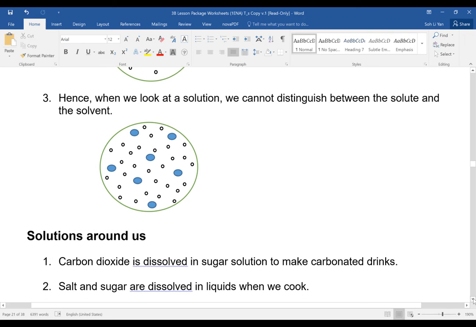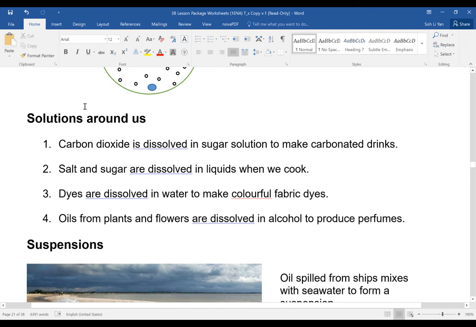As highlighted in the PowerPoint slides, there are different types of solutions around us. For a solution, the solute does not necessarily mean solid particles. Like in the case of carbonated drinks such as 100 Plus, carbon dioxide can dissolve in the water. When we open the can of soft drink, you will see all the fizzy gas coming out. That is carbon dioxide. Carbon dioxide is dissolved in the sugar solution to make carbonated drinks. So I'll not talk about all these examples of solutions.